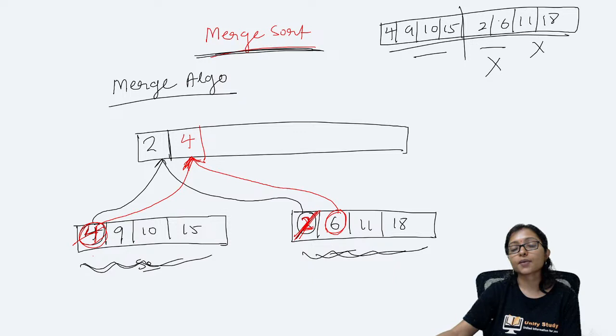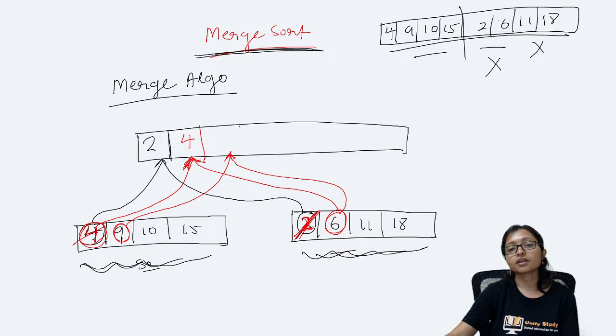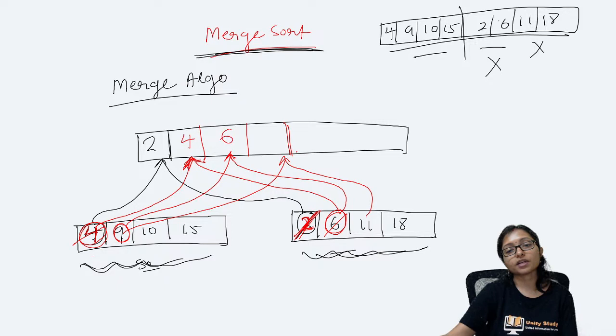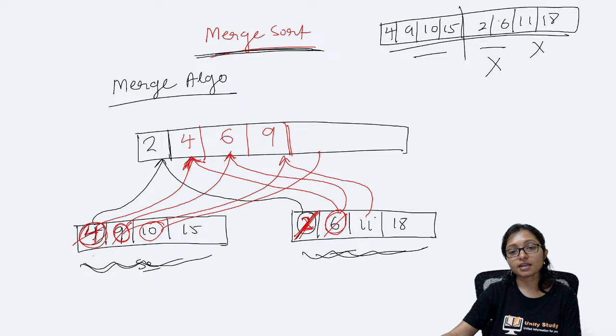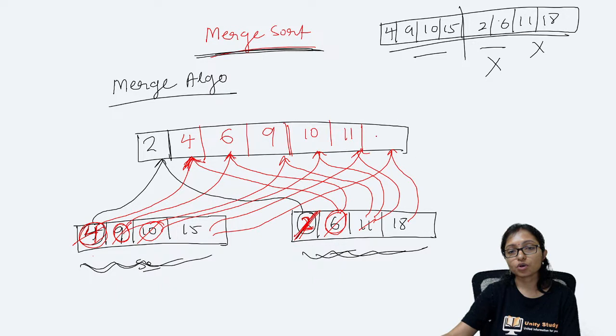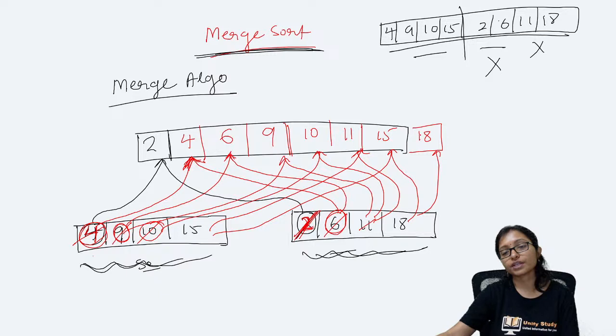It's done here. Okay. Now 9 is the first one. So 9 and 6, comparison will be done. Which one is the smaller one? 6. 6 is coming here. 6 is deleted now. Again I will compare 9 and 11. 9 is the smaller one. It's deleted now. Now the next element is 10. So 10 and 11. Which one? 10. Delete the 10. After that 11 and 15. So 11 is the smaller. Take 11. Delete 11. Finally 15 and 18. So 15 is coming here and the last element is 18. So 18 is coming here.